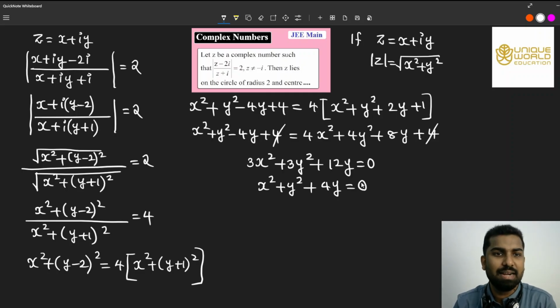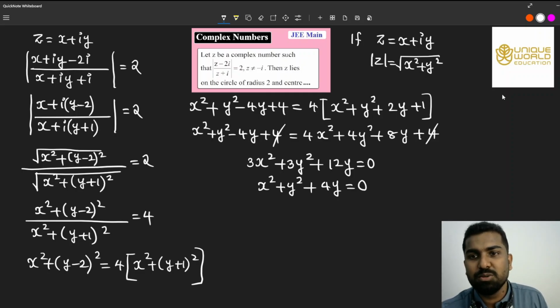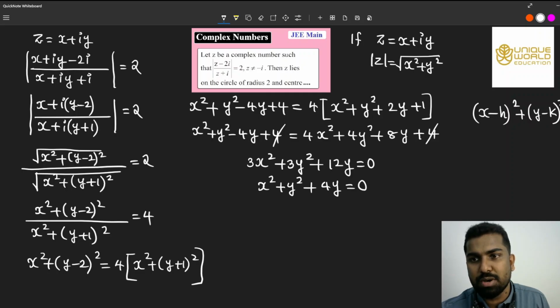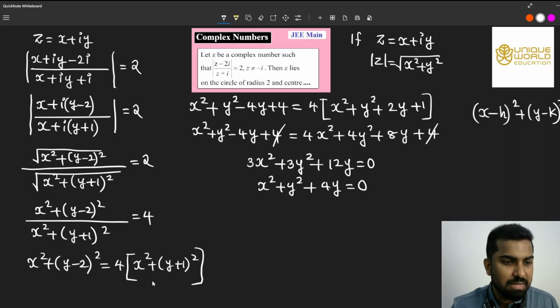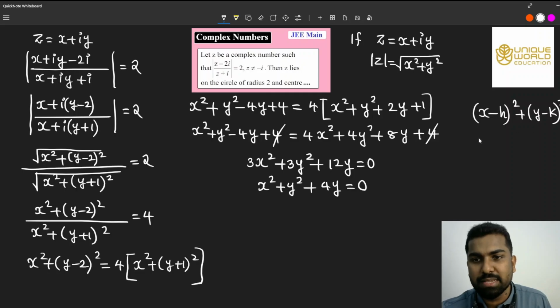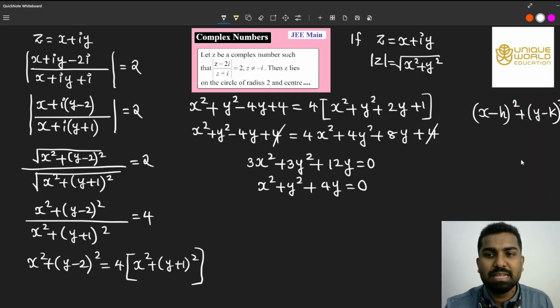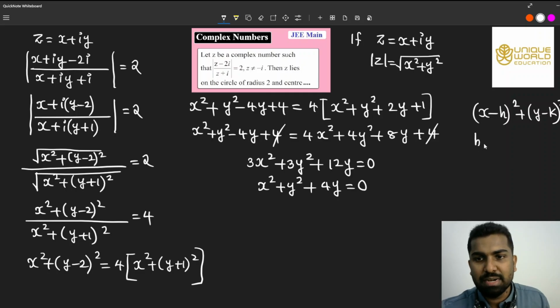But they are telling it's a circle. Yes, it's a standard equation of a circle, which you studied in conics basics. If an equation of the circle in the standard form is (x − h)² + (y − k)² = r², this is the standard equation of a circle, where (h, k) is the center and the radius will be r.